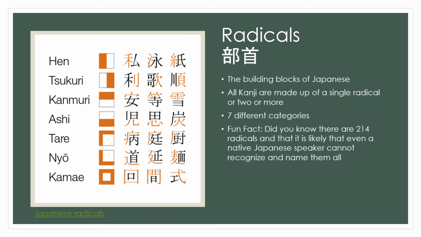Next are the building blocks of Japanese, also called the radicals or the bushu. All kanji are made up of a single radical or 2 or more, and there are 7 different categories: hen, tsukuri, kanmuri, ashi, tare, nyo, and kamae. The different categories relate to different parts of the kanji, and there are several different radicals within each of the categories. And here's a fun fact. Did you know that there are 214 radicals and that it is likely that even a native Japanese speaker cannot recognize and name them all?